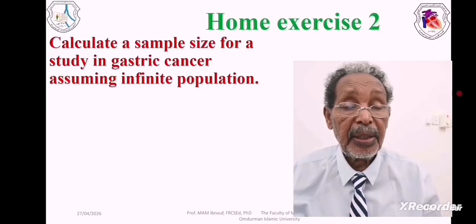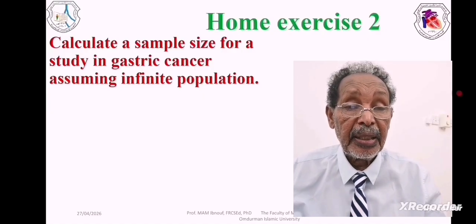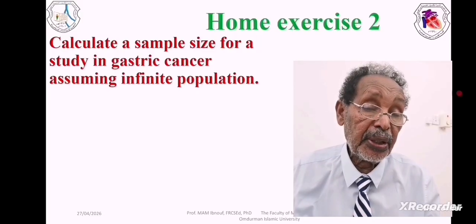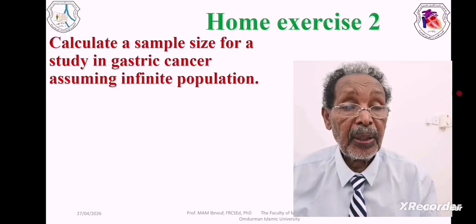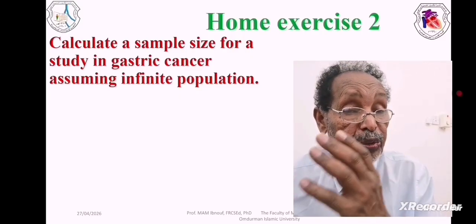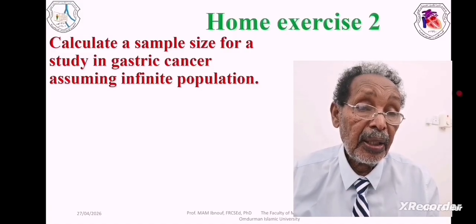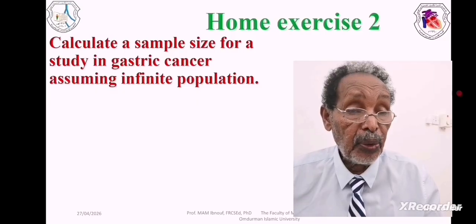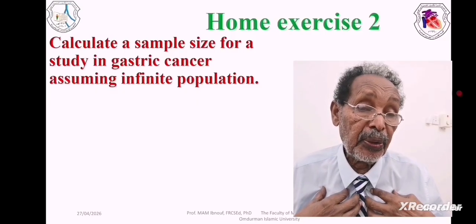Let us take another exercise. Calculate a sample size for a study about gastric cancer, assuming infinite population. No need to perform finite population correction. We either use 50% in our equation, in the formula, P multiplied by 1 minus P, and we know the z-value, and we know in the denominator the margin of error we would like to use.